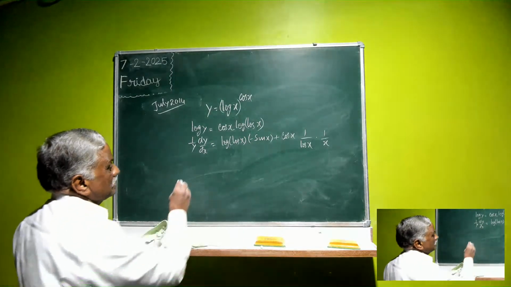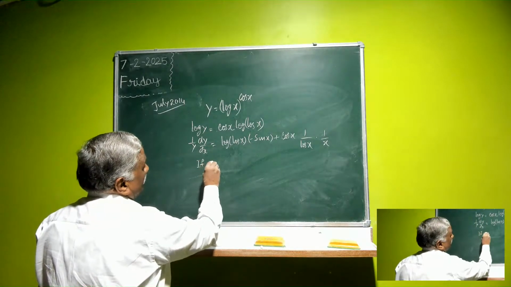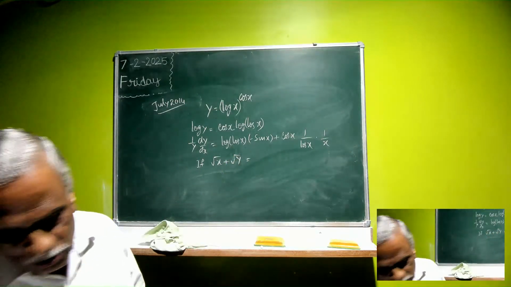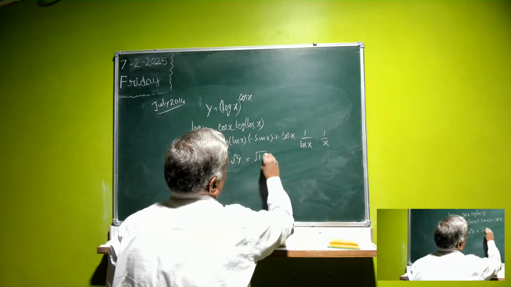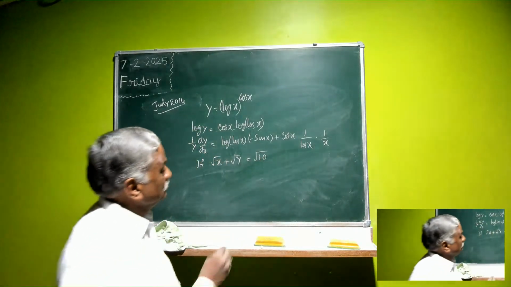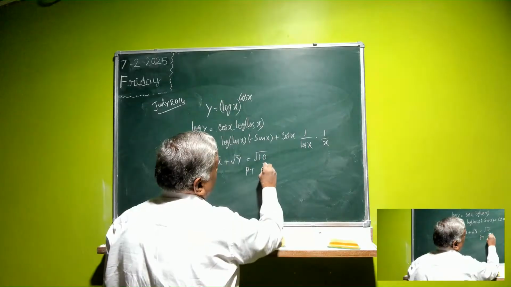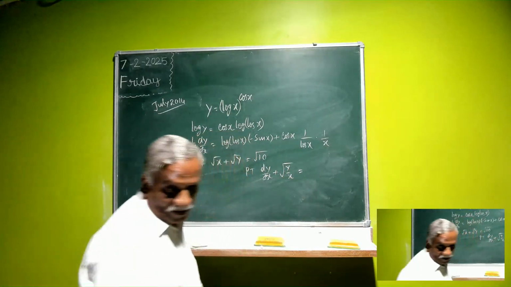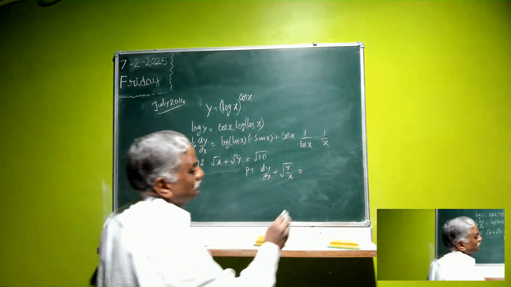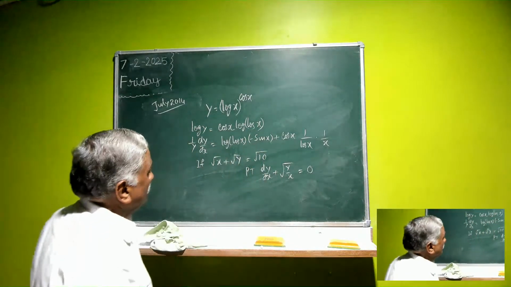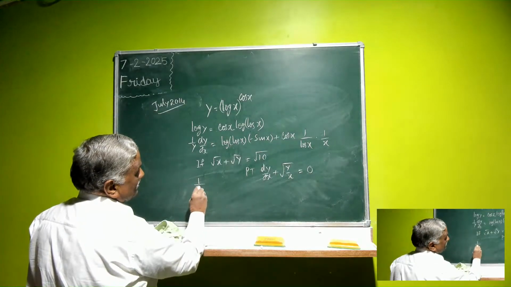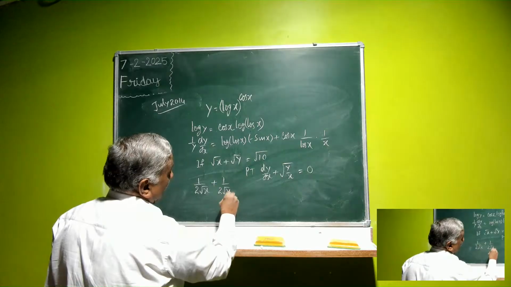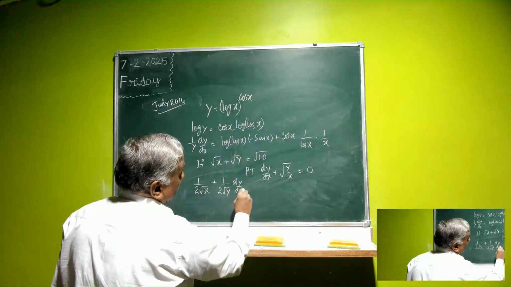Another problem they have asked is, if root x plus root y is equal to root 10, prove that dy by dx plus root of y by x is equal to 0. So root x differentiation is 1 over 2 root x. Root y differentiation is 1 over 2 root y into dy by dx. That is equal to 0.